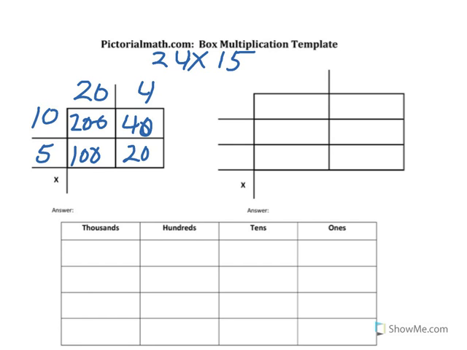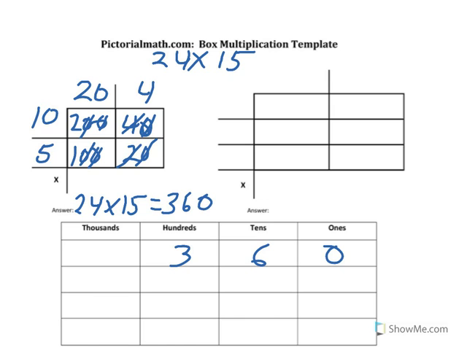When I ask myself how many 1s do I have, there's no 1s. When I ask myself how many 10s I have, 6. And I say 6 because it's zeros for the 10s, and then 4 and 2 are the only 10s that we have. And then for the hundreds, we got 3. So the answer of multiplying 24 times 15 is equal to 360.